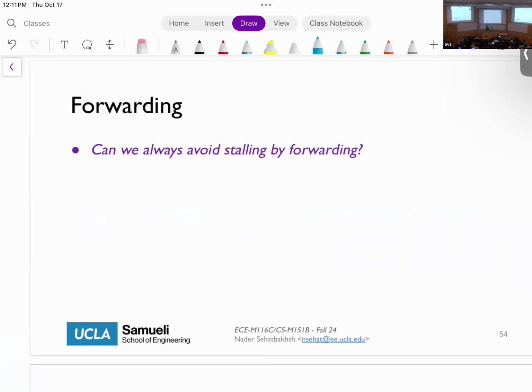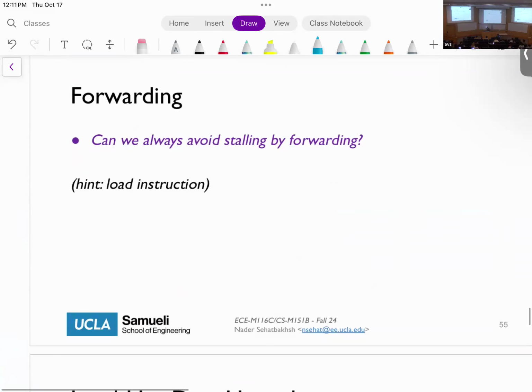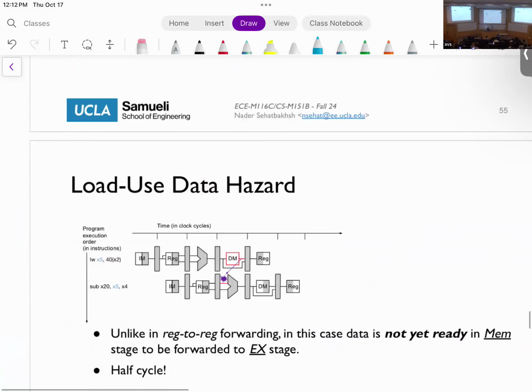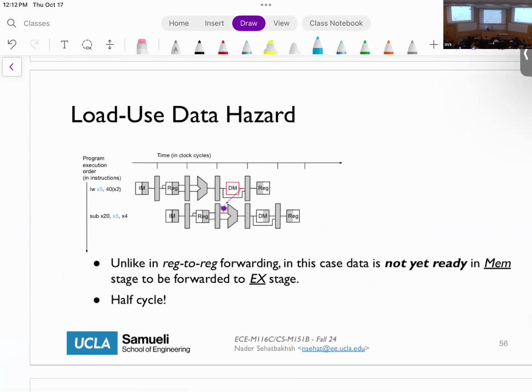So now the question is, does forwarding fix all the issues that we have? And essentially, by forwarding, can we avoid stalling at all times? The answer to this question is not necessarily, and this is what we call the load use data hazard. For all the ALU operations, for all the I-type and R-type operations, we are good. But unfortunately, for load operations, there is this problem that we call load use data hazard.